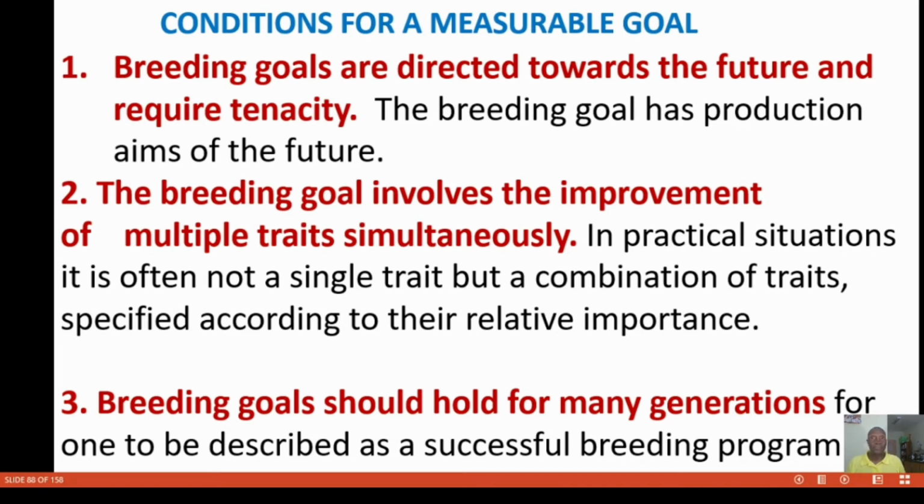Likewise, in plant breeding, breeding goals are directed towards the future and require tenacity, hanging on. The breeding goal has the production aims of the future, just like when you are a player of a ball, the goalpost is the future you are heading toward. And therefore, breeding goals are directed towards the future and require tenacity.